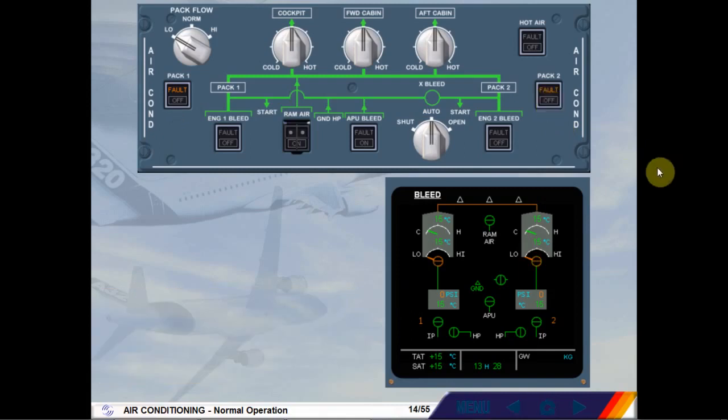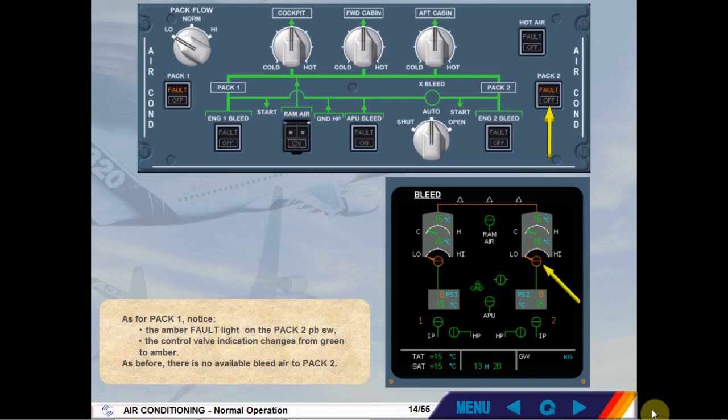As for Pack 1, notice the amber fault light on the Pack 2 push-button switch. The control valve indication changes from green to amber. As before, there is no available bleed air to Pack 2.